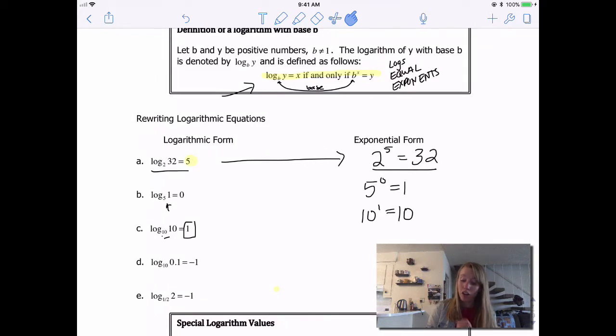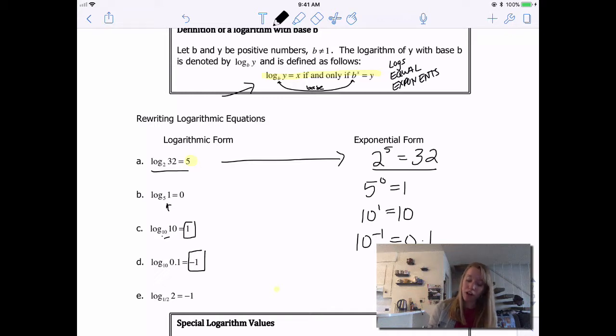Or log base 10 of 0.1 equals negative 1. I can rewrite this, keep the base the same, so my base is 10. My exponent, logs equal exponents, so I get negative 1. And then the last thing is what it's equal to. Think about if that makes sense. 10 to the negative 1 is 10, but I've got to flip it because of the negative power. 1 over 10 is 0.1.